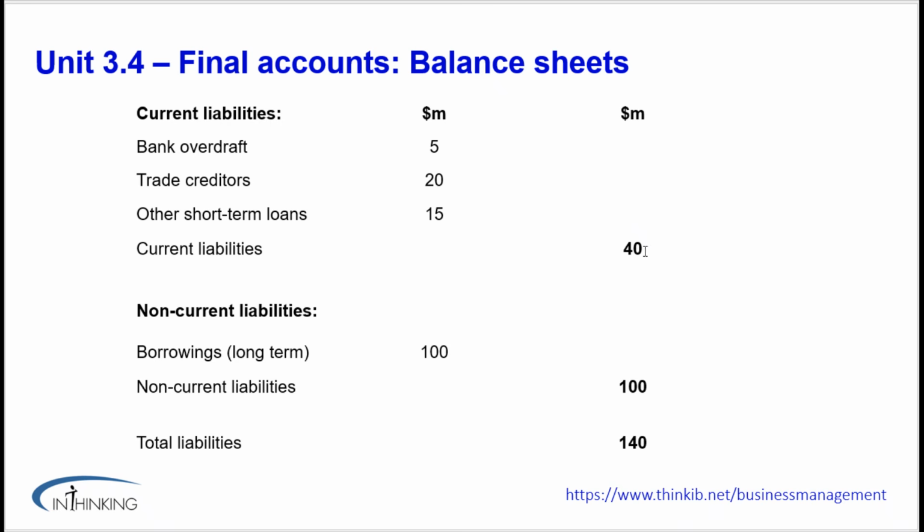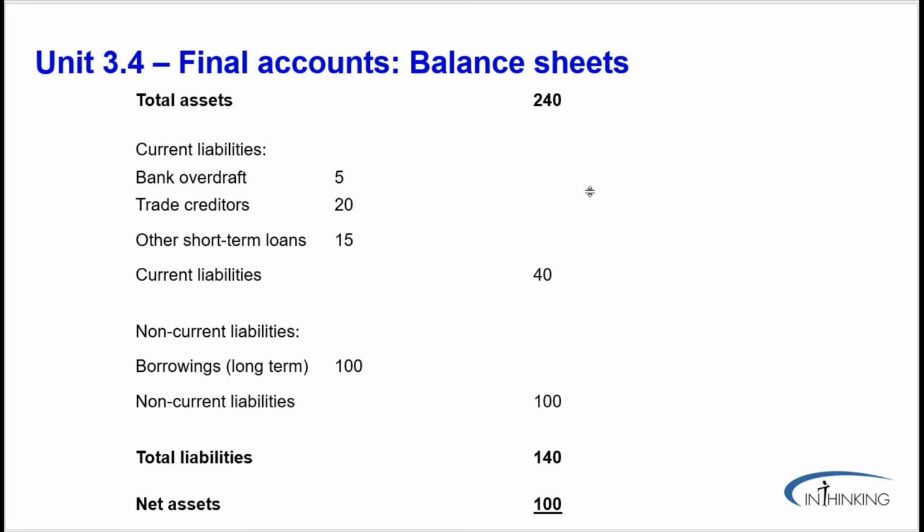So putting all that together, the firm has current liabilities of 40 million and $100 million of non-current liabilities. So its total debts are 140 million. So when we put the balance sheet together, we can see the total assets, 240 million, take away the total liabilities, means that the firm has net assets, overall assets, worth $100 million.